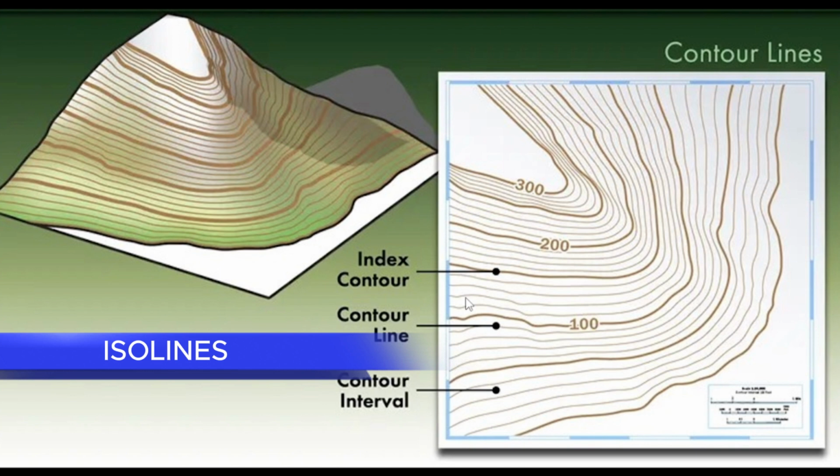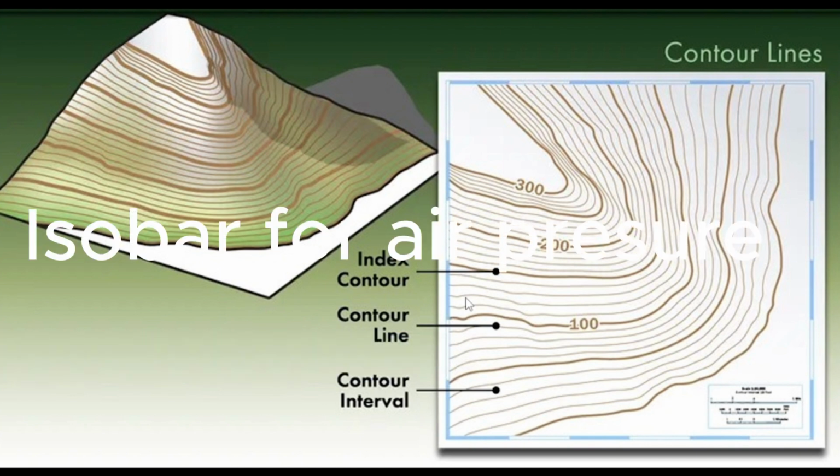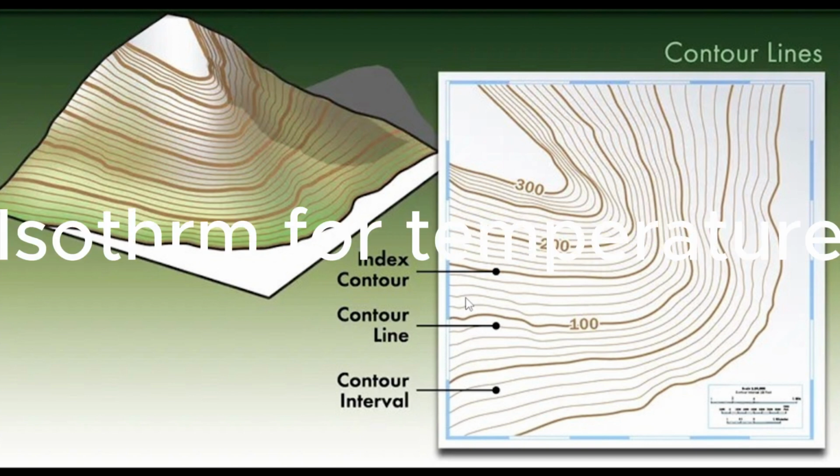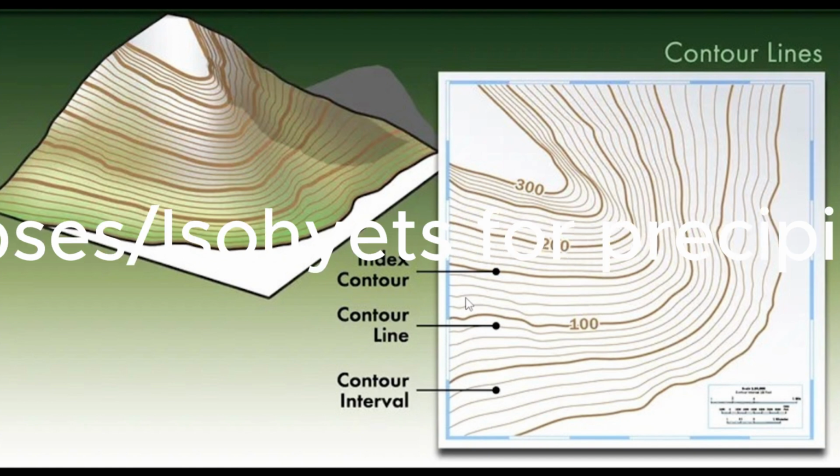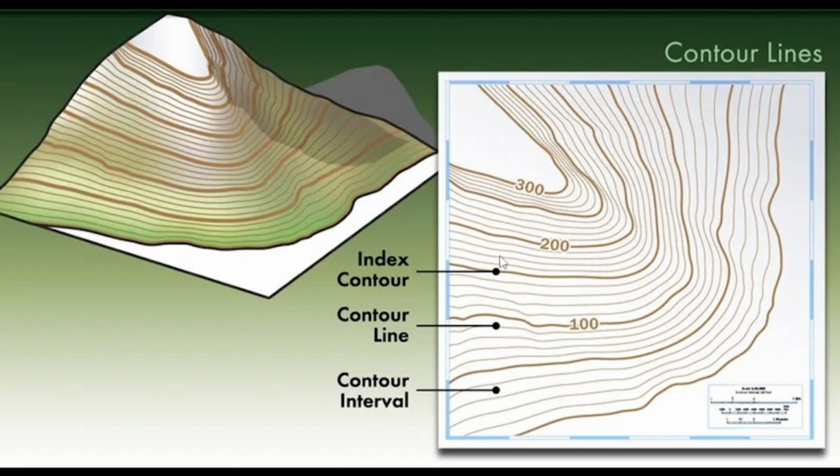We can also use this term for iso lines of pressure, temperature, underwater depths, and precipitation. For pressure, we say isobar, and isotherm for temperature, isobath for underwater depths, and isohyet for precipitation. Let's go to how to generate the contour lines in QGIS.